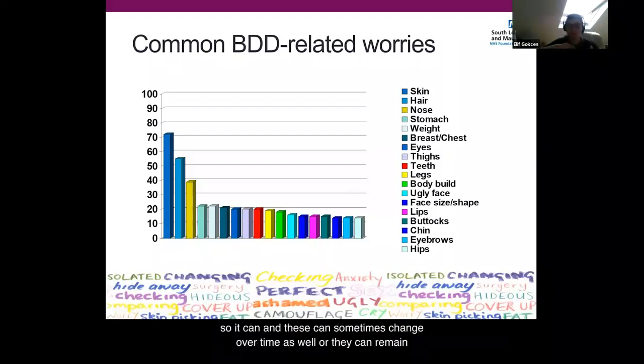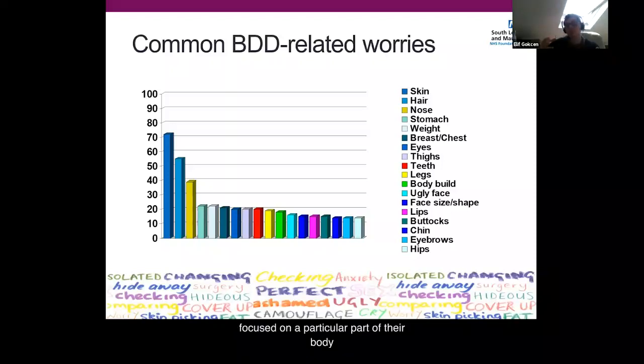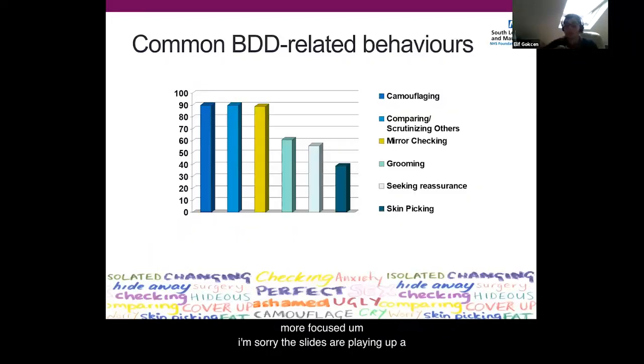These can sometimes change over time as well, or they can remain quite focused on those specific worries. We know that for some people, the worries might be more focused on a particular part of their body. So it might be the size or shape of their shoulders or their nose, for example. So it can feel different to having lots of worries, but more focused.